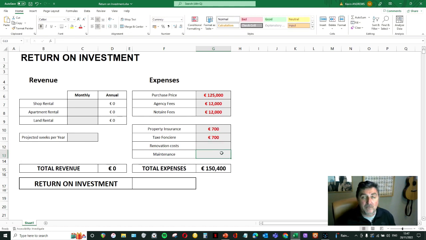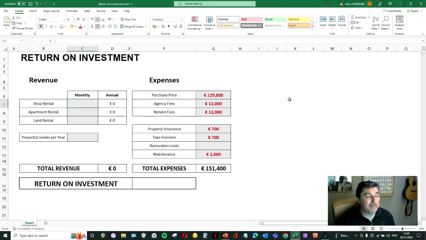There's always going to be an element of maintenance on a building, annual maintenance costs. That's the kind of thing you need to discuss with the buyer in terms of what they think that would be in order for them to make an offer. But say, for example, €1,000 per year to replace an oven or do a bit of wallpapering or what have you, that gives you a total purchase cost of €151,400 in this example.